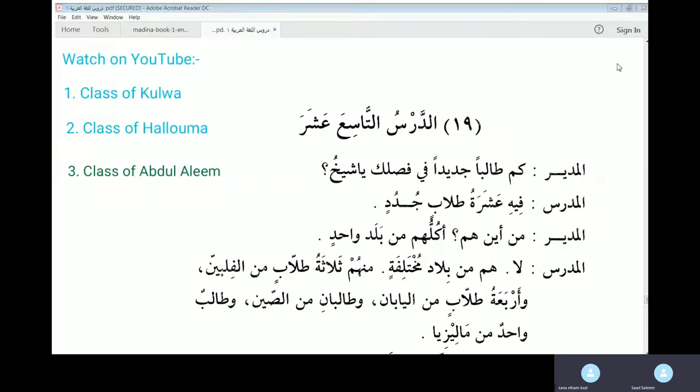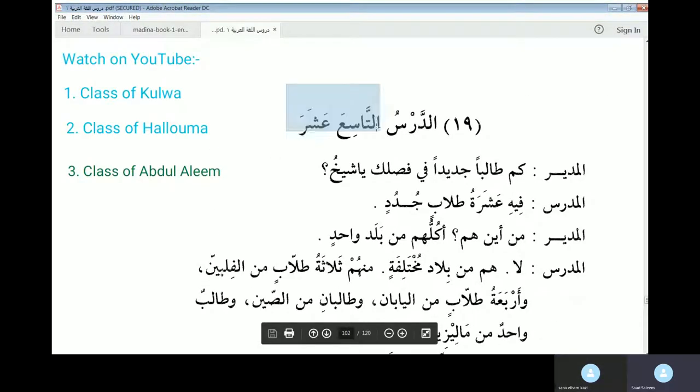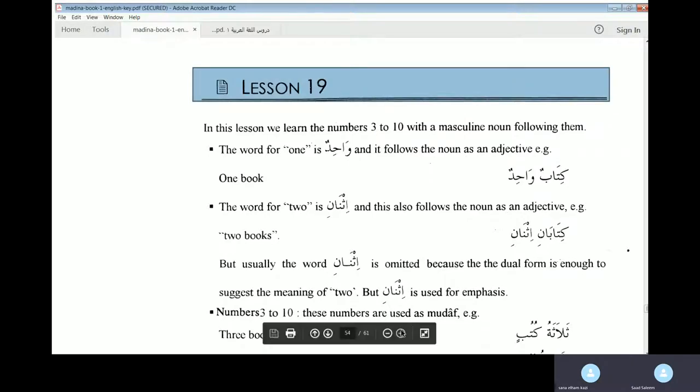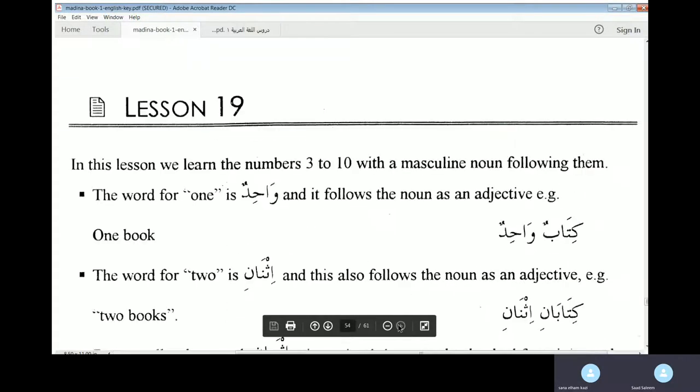Bismillah ir-Rahman ir-Rahim. Start from Durus al-Arabiyyah, page number 102 on the PDF, the 19th lesson. Start reading the grammar. In this lesson we learn the numbers 3 to 10 with a masculine noun following them.